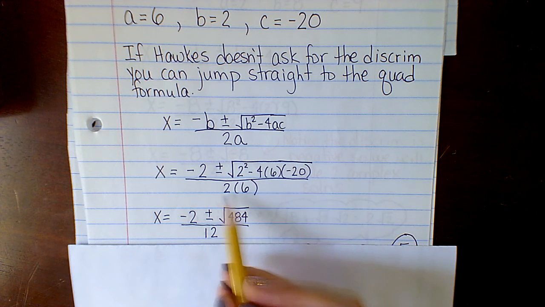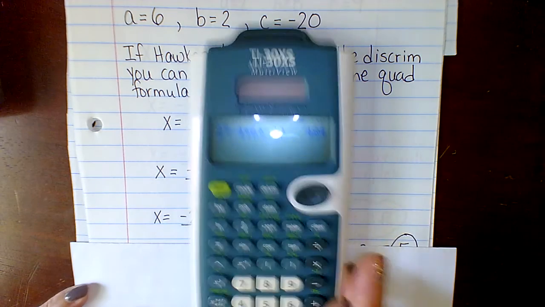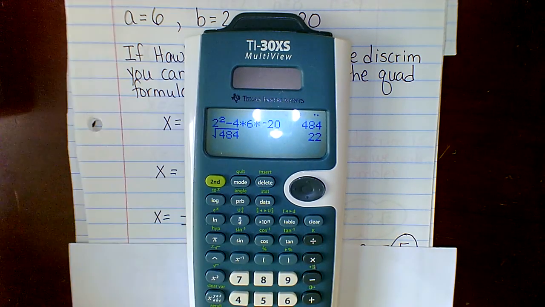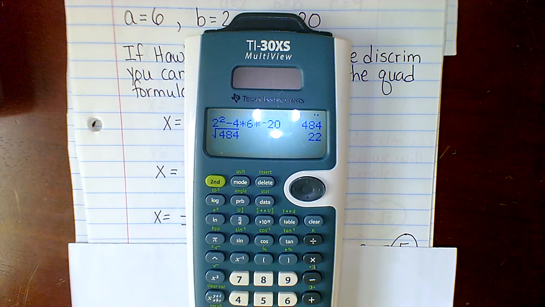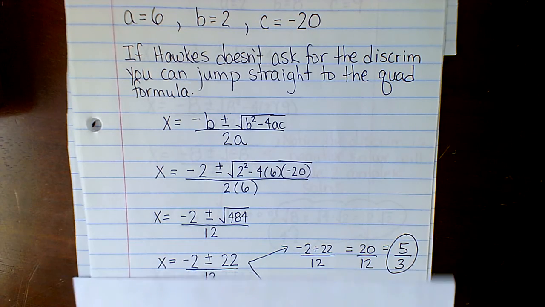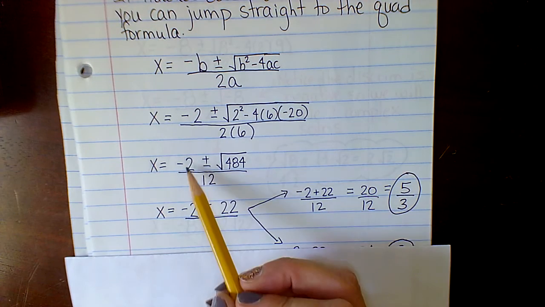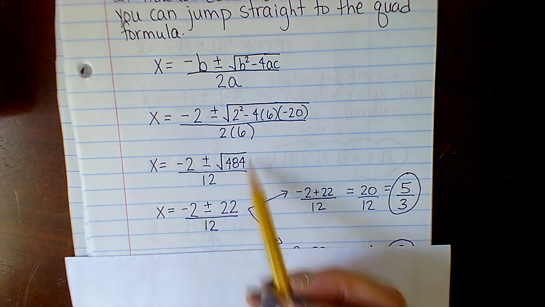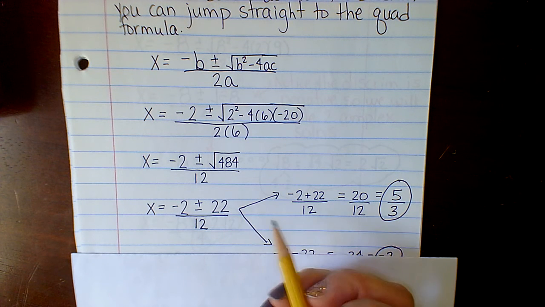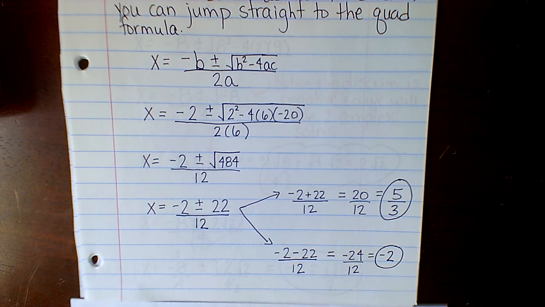This 12 came from 2 times 6. All right, let's check out 484. Is that a perfect square? Let's see. It is. Square root of 484 is 22. Nice. So then I can simplify this into negative 2 plus or minus 22. Drop the square root. After you take the square root of it, don't write the square root again. Over 12.